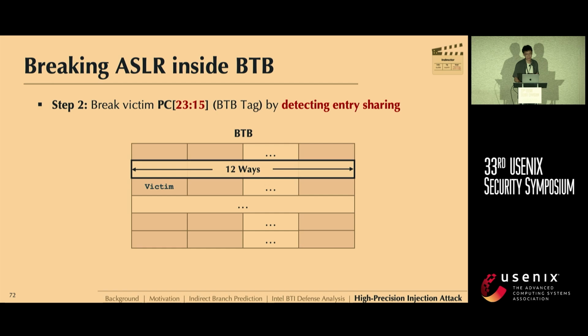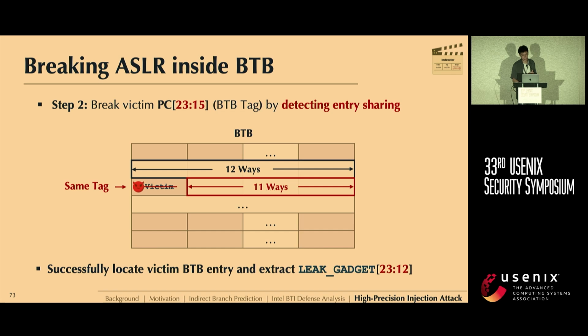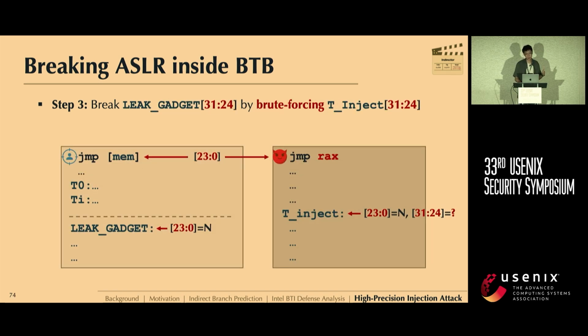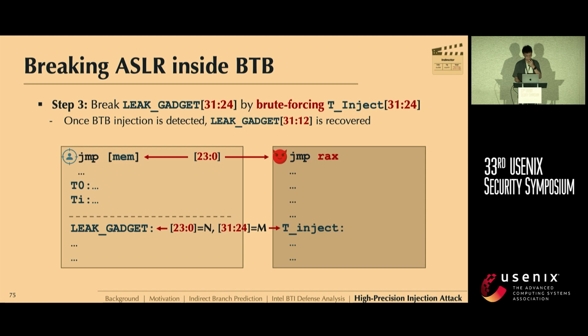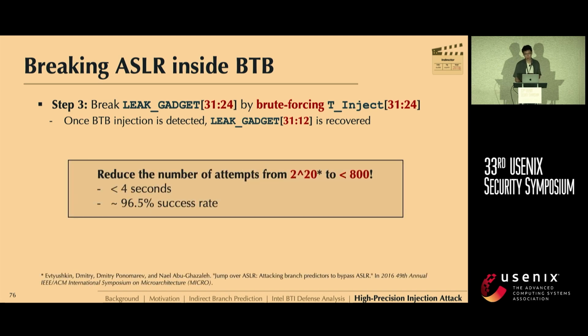After locating the set, we break its tag. Victim and attacker can use separate entries when they have different tags. With the same tag, they collide. So far, we can locate the victim BTB entry and extract gadget bits 23 to 12. The final step is to brute force the remaining 8 bits of the injection target and monitor BTB injection. Once it is detected, these 20 bits are recovered. In this way, the number of attempts can be reduced from 2 to the 20 to less than 800.